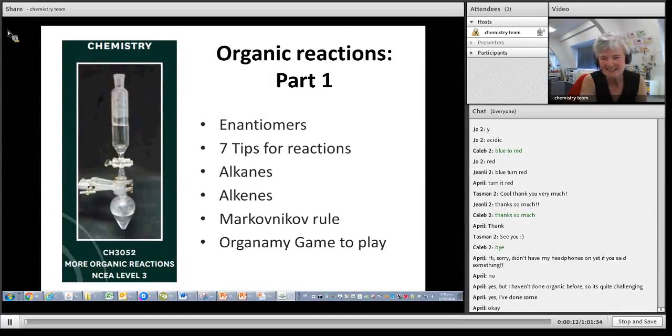Right, welcome. And we're going to, as I say, do this lesson today on organic reactions. And what we're going to look at today in detail is just 7 tips to help you remember the reactions more easily. So it's not just a mass of things to learn off by heart. It actually will hopefully make sense, why this reaction works and that one doesn't, and so on.